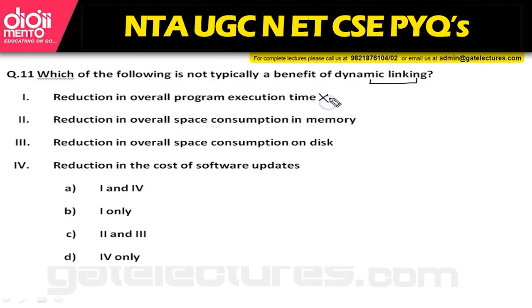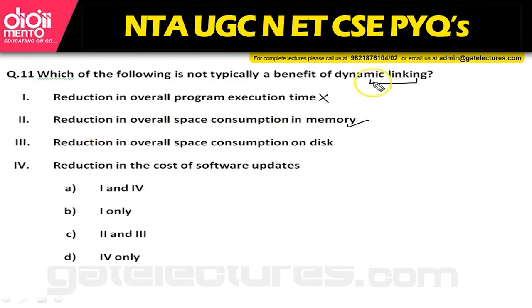This is wrong. Why? Because in dynamic linking we are actually linking our data at the runtime. Sometimes there are libraries in other files, so it takes time, and it obviously takes more time than static linking. So this is wrong. Reduction in overall program execution time is even one of the disadvantages of dynamic linking. The time gets increased. Okay, so reduction in overall space consumption in memory, this is right.